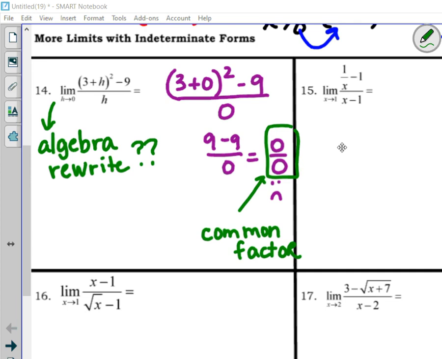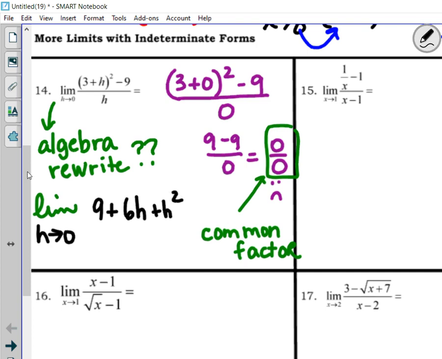Okay, so let's FOIL this out. I'm going to be doing the limit as h approaches 0, but I'm going to rewrite that numerator as 9 plus 3h. No, that's a lie. Not 9 plus 3h. 9 plus 6h plus h squared, because I can square a binomial pretty easily: 3 plus h quantity squared.